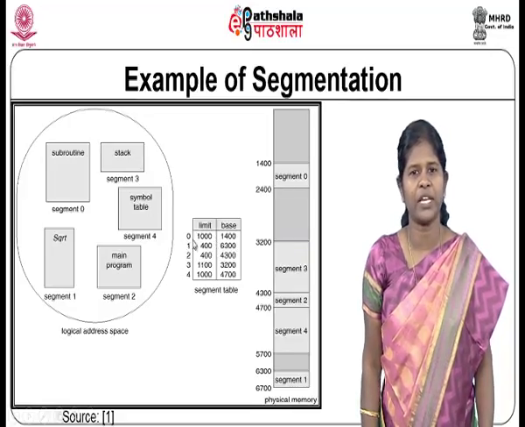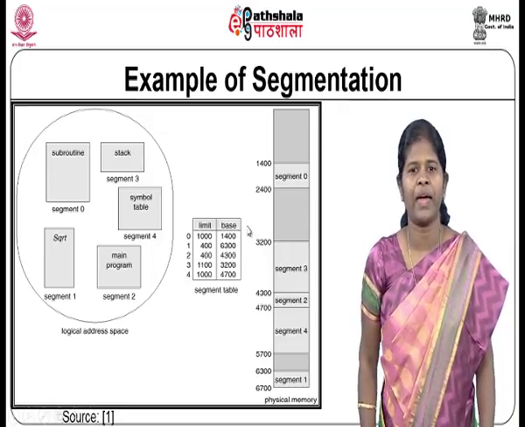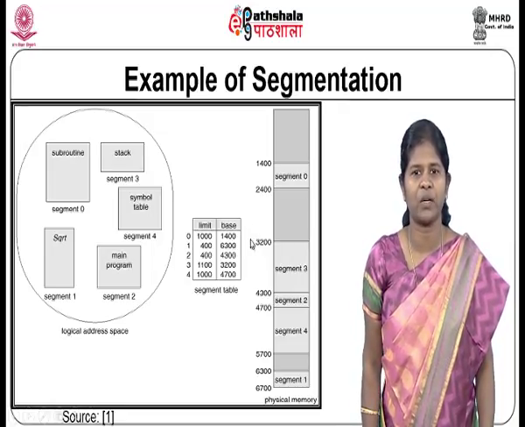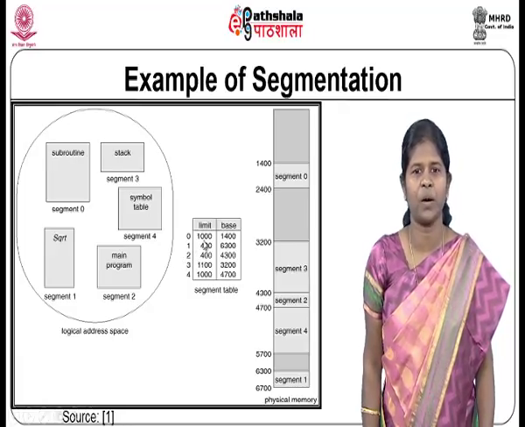So, the first entry in the segment table corresponds to segment 0, and the base address is stored as 1400, and the length of the segment, that is 1000, is stored as the limit. And now, we will look at segment number 1, which is the second segment.